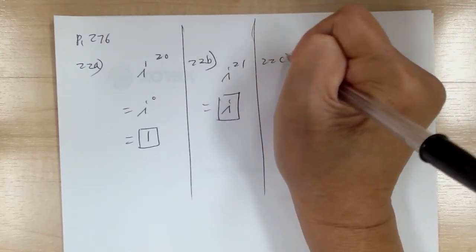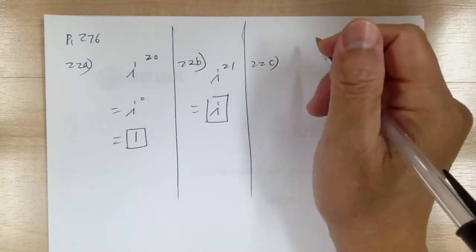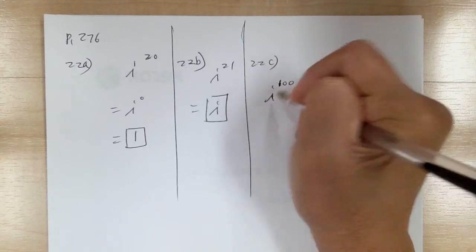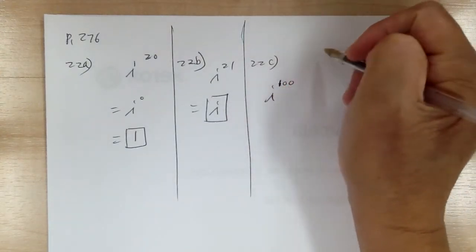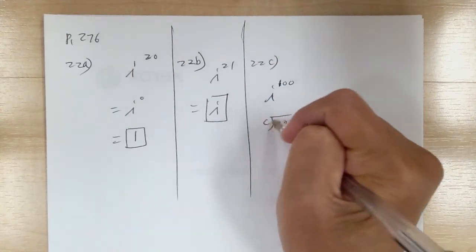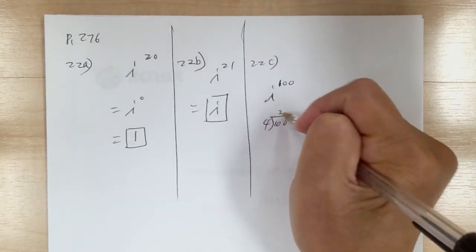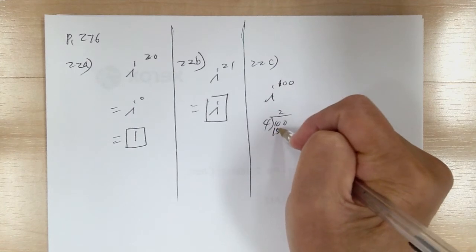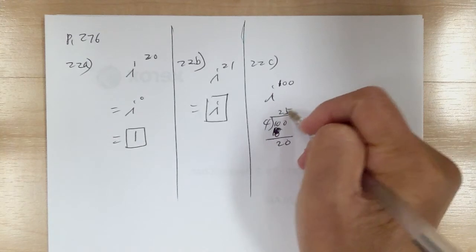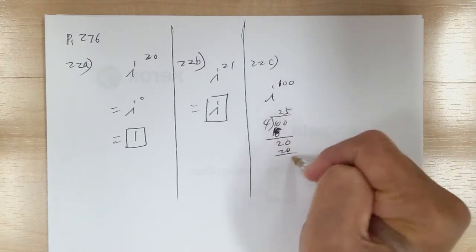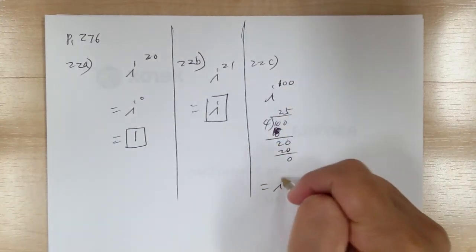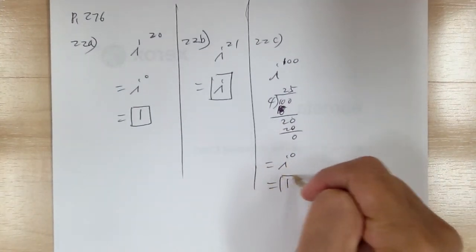22c is i to the 100. Again, if you go by a cycle of 4, you use 100 divided by 4. You can go back 25 times, and you get a remainder of 0. The remainder is what's left over, so this will equal i to the 0, and this will equal 1.